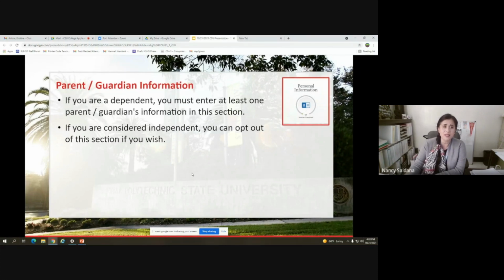You will be asked if you are a dependent, and the majority of you are considered a dependent student, given that you're not married, given that you do not have a child. So the majority of you will be a dependent student. If you are considered independent, you can opt out of this section if you wish. But again, the majority of all of our students will be dependent students, given that you're not married and that you don't have a child of your own.